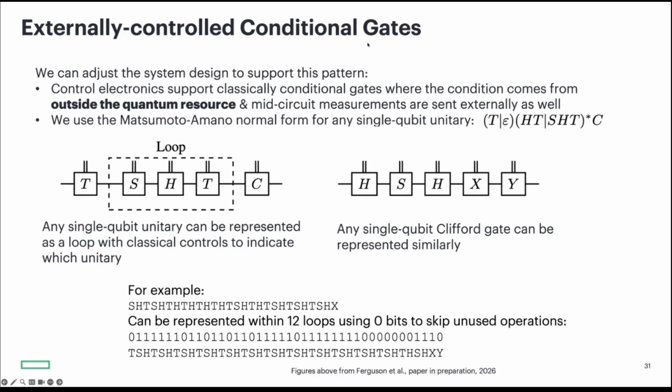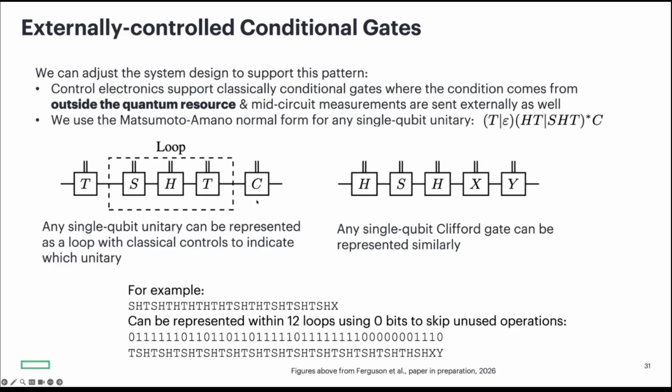The way to do that is to make use of Matsumoto-Amano normal form for single qubit unitaries. This is a regular expression: if you make a bunch of gates in this pattern, you can do any single qubit unitary at all. It's a repeating pattern, so we can turn it into a loop. And if we classically condition all of these, not by anything in the circuit but by the gate sequence computed by our helper resource, then we can represent any rotation.